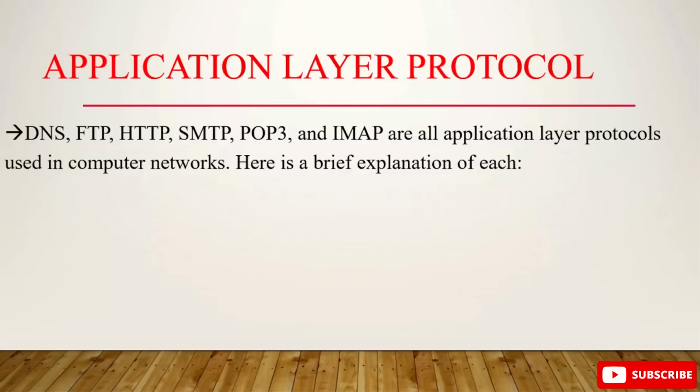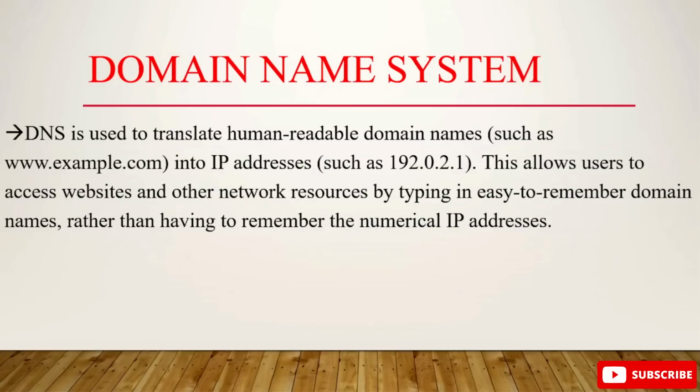In this video, we will talk about the protocols that are present in the application layer. The important protocols of the application layer are DNS, FTP, HTTP, SMTP, POP3 and IMAP. We will provide a brief explanation of each. DNS, Domain Name System, is used to translate human readable domain names such as www.example.com into IP addresses such as 192.0.2.1. This allows users to access websites and other network resources by typing in easy to remember domain names rather than having to remember the numerical IP address.